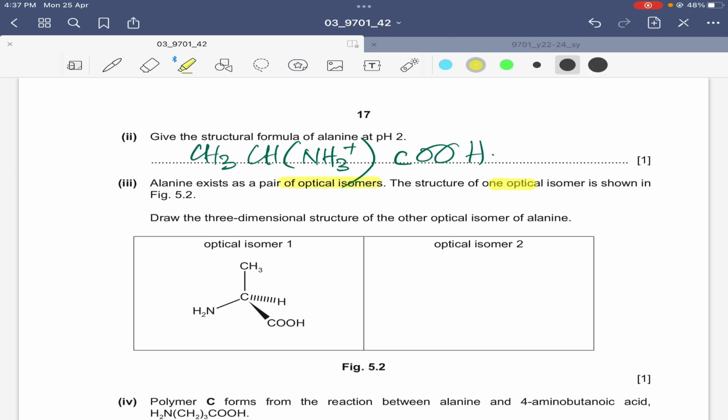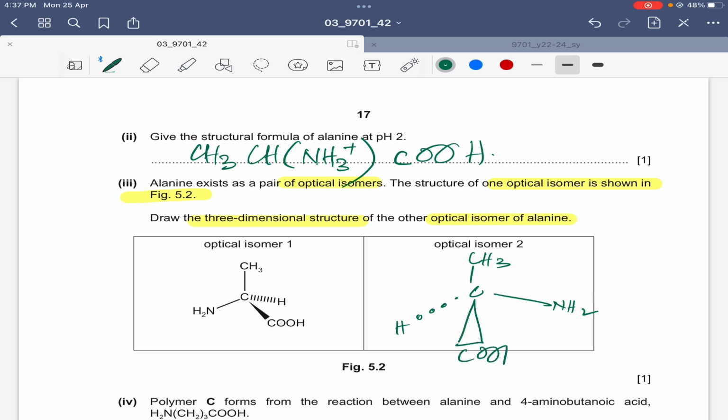Alanine exists as a pair of optical isomers. The structure of one optical isomer is shown in figure 5.2. Draw the three-dimensional structure of the other optical isomer of alanine. So the other optical isomer of alanine would be CH3, this NH2 would move to this side, the dotted line would be on this side with H, and we get COOH. Right, so this is the mirror image of alanine.